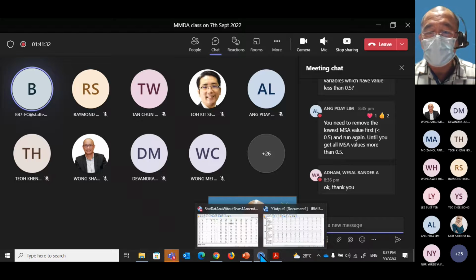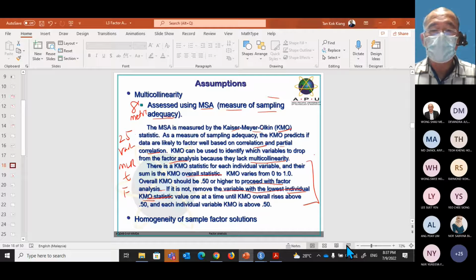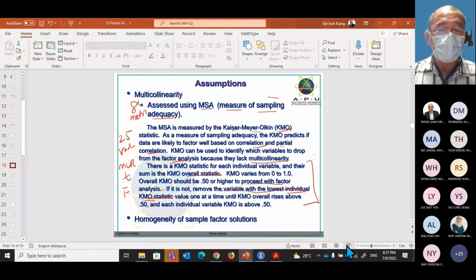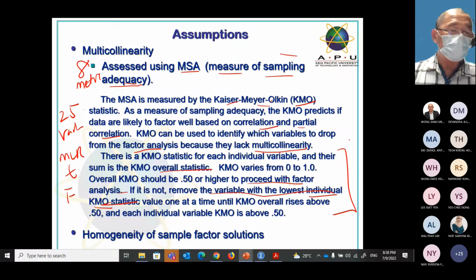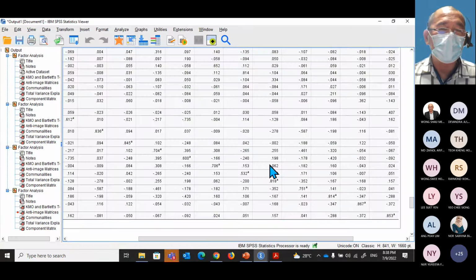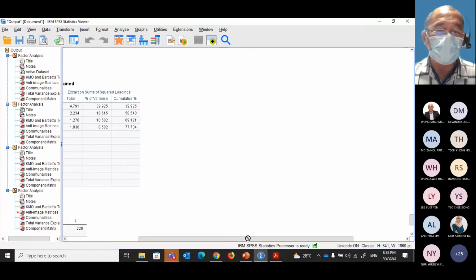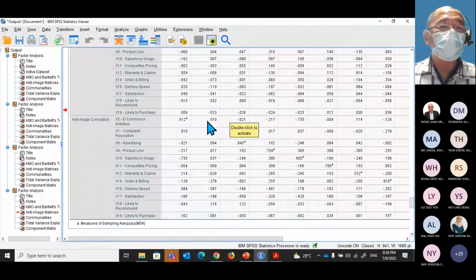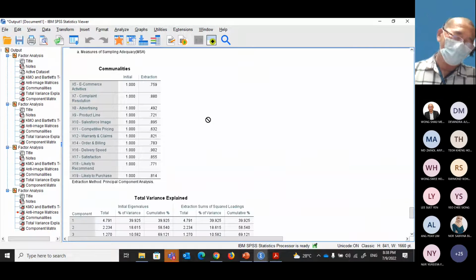Okay, so if no question, we are done already for this part. So how about the list of other results below the correlation matrix, the communalities? We are going to see this later, not today. All these are very important. That's why we need to remember.